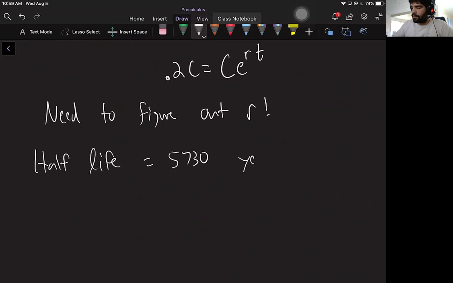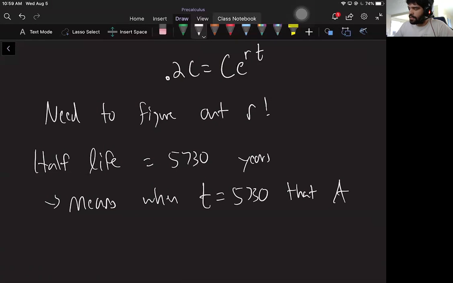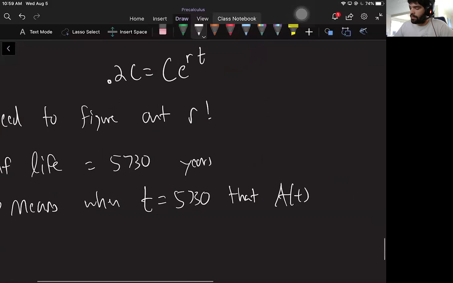So what does that mean? You should always be thinking about what do these clues actually mean? What do they actually tell you? This means that when you plug in the amount of time being 5730, the amount of stuff is going to be half of the initial.